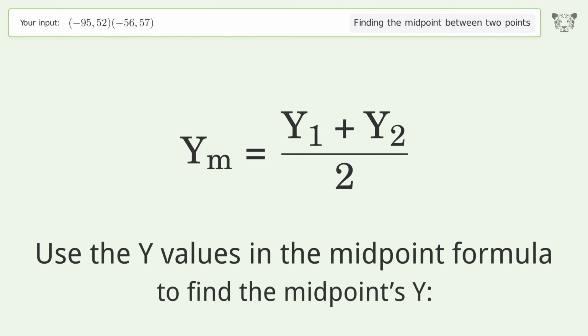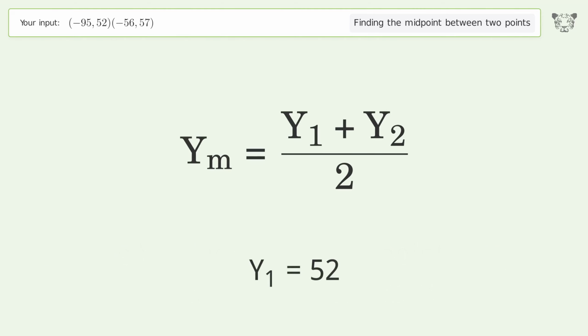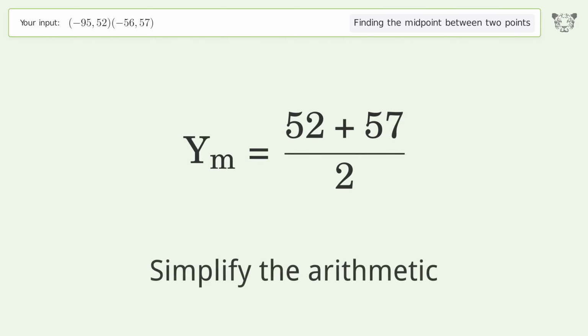Use the y values in the midpoint formula to find the midpoint's y. y1 equals 52. y2 equals 57. Simplify the arithmetic.